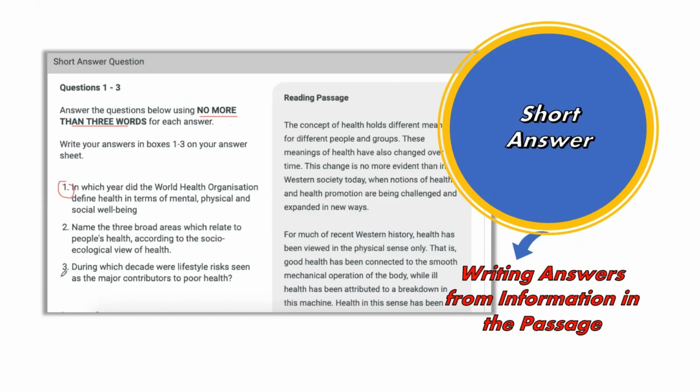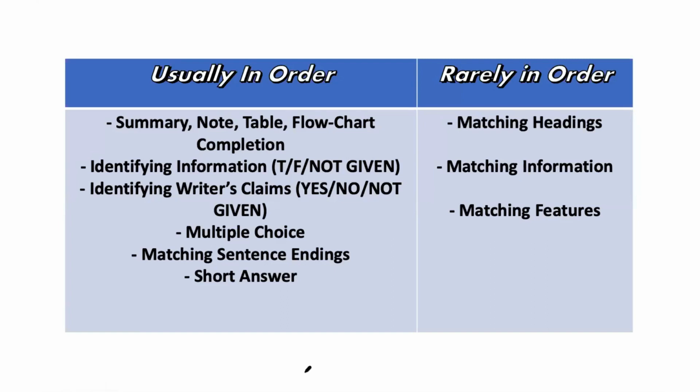So you would see for number 3, for example, during which decade were lifestyle risks seen as the major contributions to poor health? And already the fact that you see decade, you know that you probably have to write a number. And so a number also would count as a word. So 1 number would be 1 word. Usually these types of questions are paired up with factual information. So you're not going to have to think about the writer's views or his or her opinions when doing these question types. All right, so that was our overview of question types.